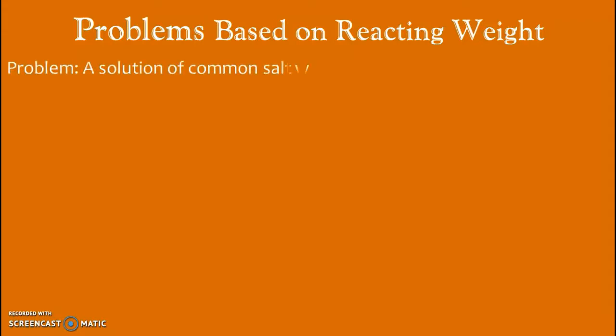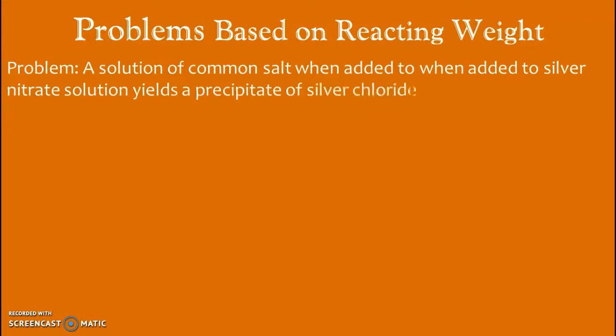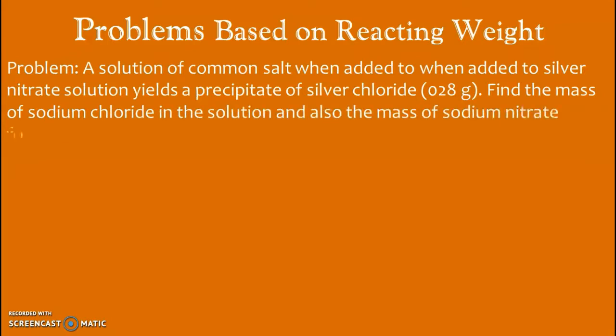So children, now on your screen you can see a problem: a solution of common salt when added to silver nitrate solution yields a precipitate of silver chloride, 0.28 gram. Find the mass of sodium chloride in the solution and also the mass of sodium nitrate formed. So this problem is based on a chemical reaction between silver nitrate and common salt, NaCl and AgNO3. When they react, obviously the products will be NaNO3 plus AgCl.